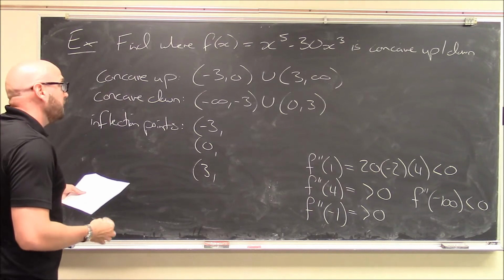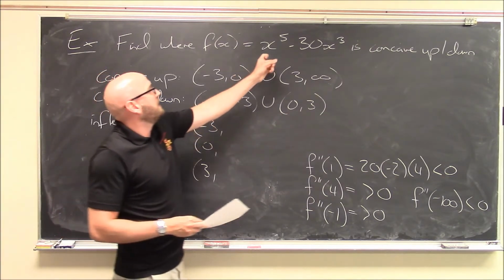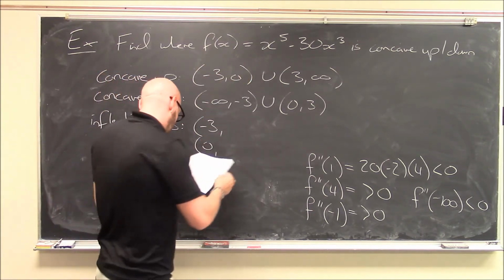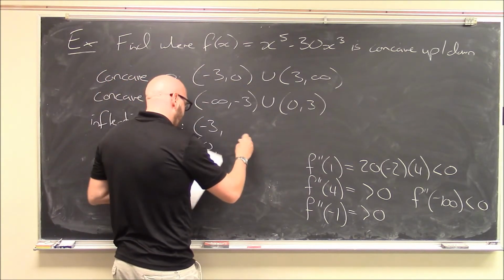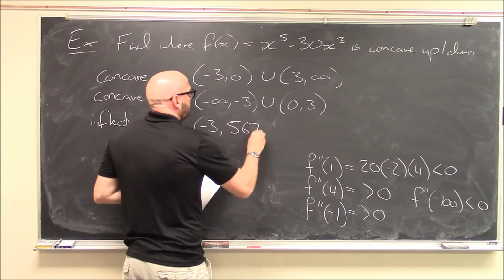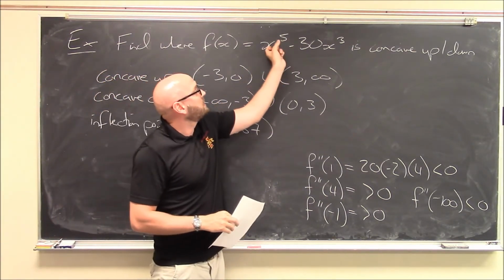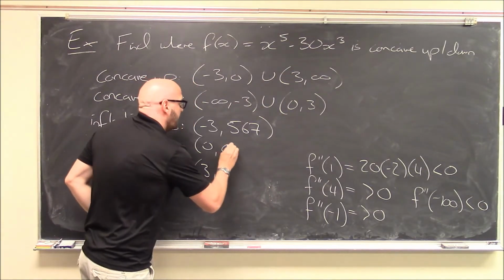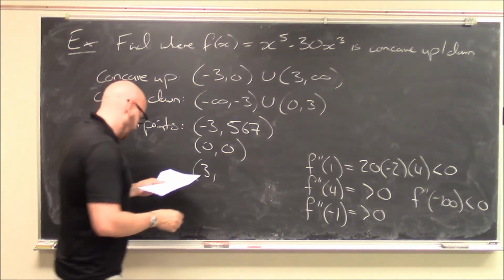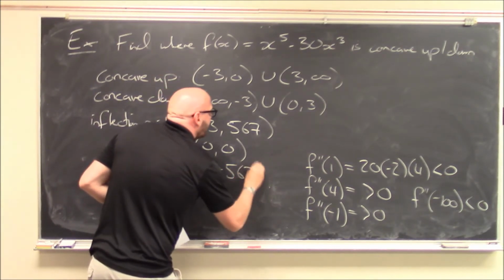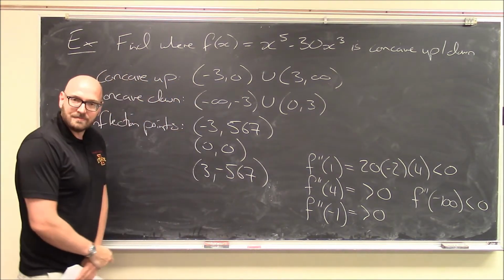Let's see, I lied, these are huge numbers. If you plug -3 into the original function, I want the y value, you'll get 567. 0 is the only easy one to plug in. Plug in 0 into this function, I've got 0 minus 0, so another inflection point at 0 and 0. And if you plug in positive 3, you get minus 567.